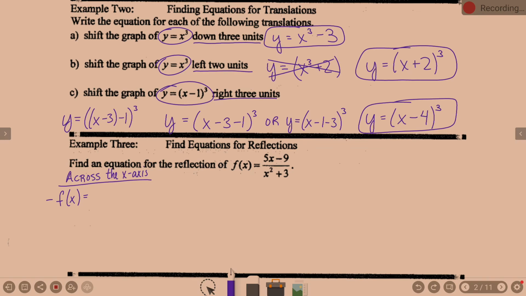Now, with a fraction, there's a couple different ways we can do it. One, we can put the negative out front of the fraction bar and say negative of 5x minus 9 over x squared plus 3. So that's one option, is to just put the negative out front of the fraction. Now, when you do that, though, it's not in front of the 5x.